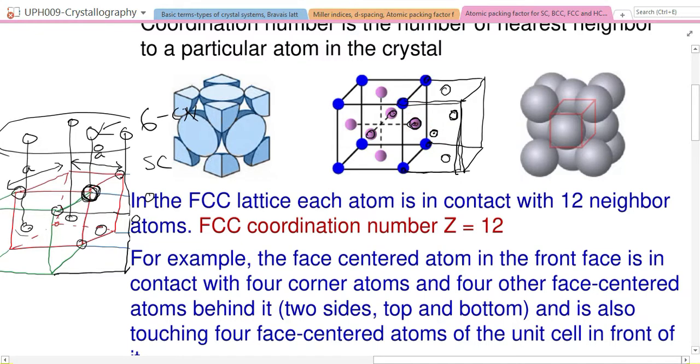This face-centered atom is on this front face. The atoms on the same level are also its nearest neighbors. So how many up to now? 1, 2, 3, 4, then 4 more, 5, 6, 7, 8, and again these are also its nearest neighbors. These atoms would also touch this face-centered atom. So already we have 8, and then these atoms, 1, 2, 3, 4. In total we have 12 nearest neighbors for the face-centered atom. So for the face-centered Bravais lattice, the coordination number is equal to 12.